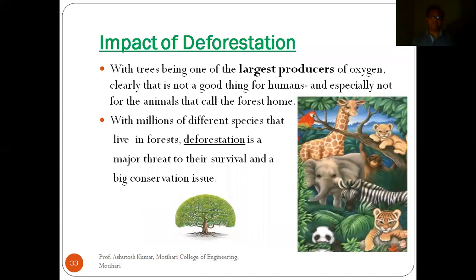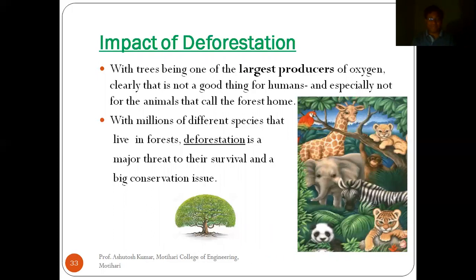Now, the impact of deforestation. Trees are one of the largest producers of oxygen, so clearly this is not a good thing for humans and especially for the animals that call the forest home. Like we are living in our home, for most of these animals, whether elephant, lion, monkey, panda, giraffe, all animals, their home is a forest. If we destroy the forest where they live, the entire ecosystem will collapse.